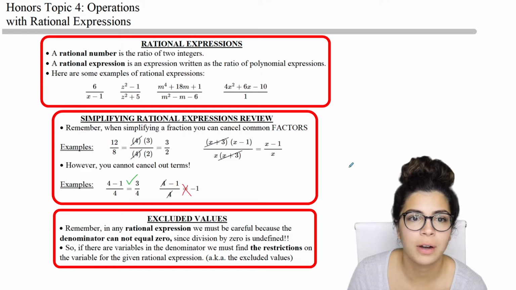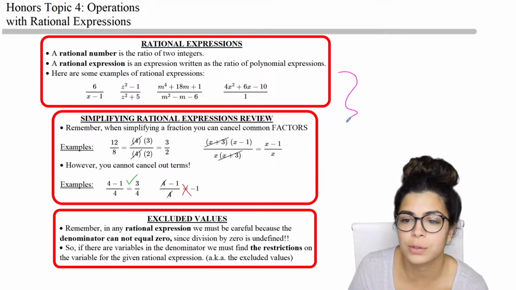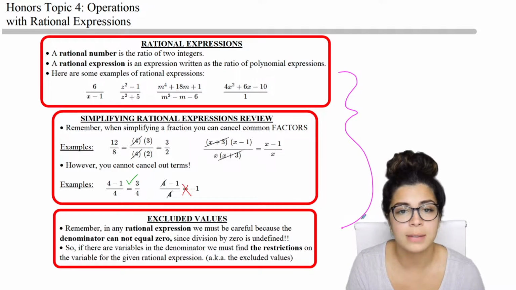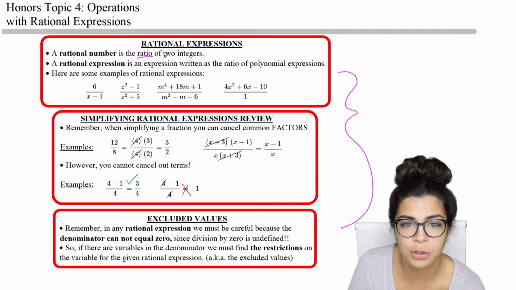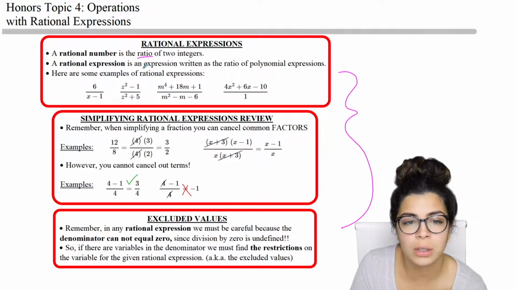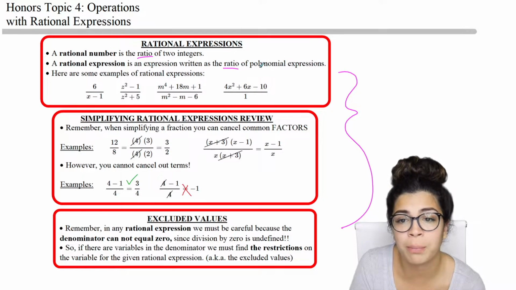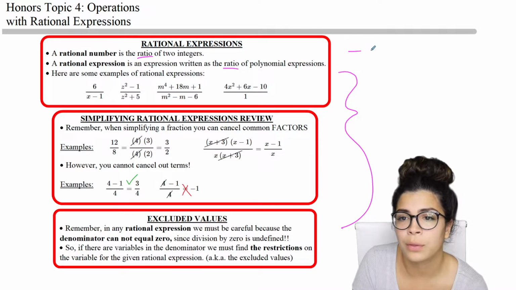So in this video, we're covering operations with rational expressions, and there are some things that I want to review very quickly because we're going to need this information for this concept. So remember that a rational number is just the ratio of integers, so basically a fraction with integers on the numerator and denominator. And a rational expression is really just an expression that can be written as the ratio of polynomial expressions. So basically you have a fraction where the numerator and denominator are polynomials.